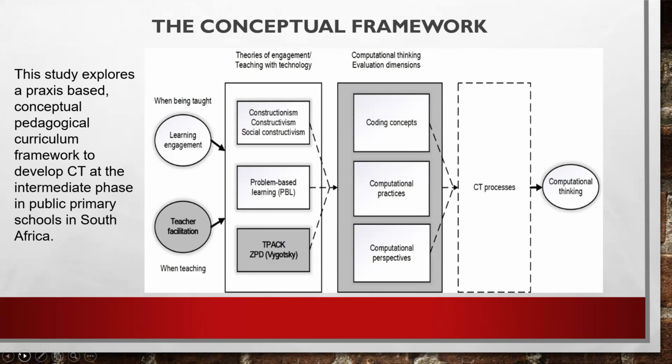The underpinning learning theories are constructivism, social constructivism, constructionism, and problem-based learning, PBL. Teacher facilitation was guided using the TPACK framework and ZPD theory. The computational thinking evaluation dimensions include coding concepts, the knowledge component, computational practices, the skills component, and computational perspectives, the attitude component.